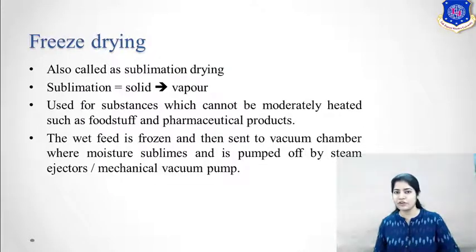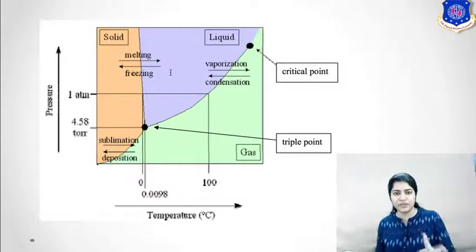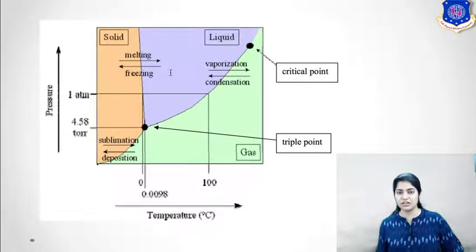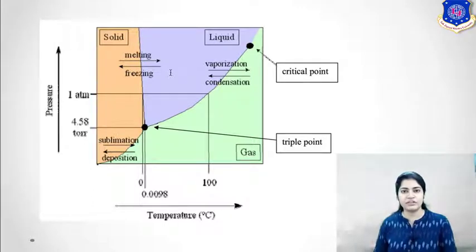So this was about freeze drying. Let's see first the pressure to temperature curve. Here you can see the solid and liquid region, melting and freezing. In freeze drying we operate at the pressure and temperature where sublimation can occur. So that was about freeze drying, and this was the end of your drying chapter.